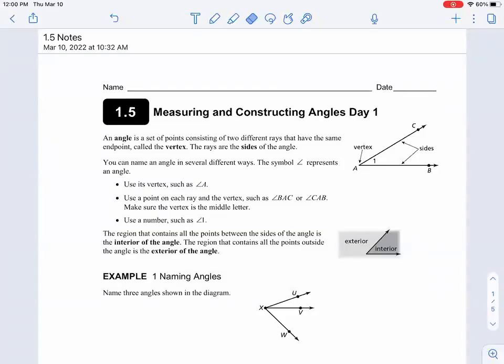All right, I'm sorry about that delay, but I think everybody has at least their 1.5 note sheet up now.